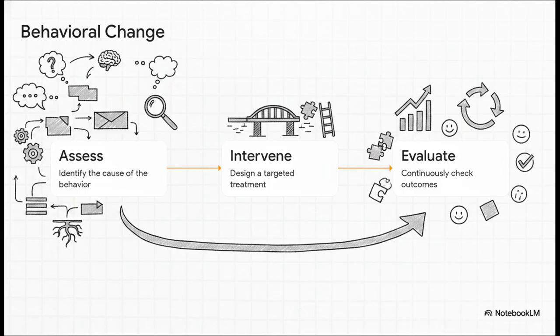First, you assess the cause. Maybe the kid just wants to escape a really frustrating math worksheet. Second, you design a targeted treatment intervention, like teaching them a better way to ask for a quick break. And third, you evaluate the outcomes to make sure the disruptions actually decrease.